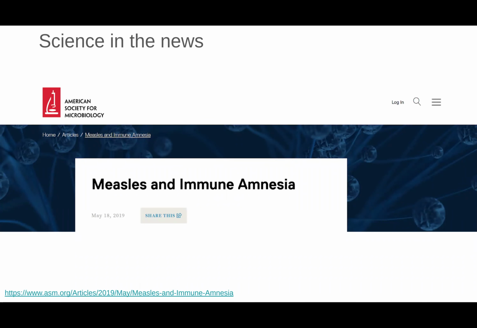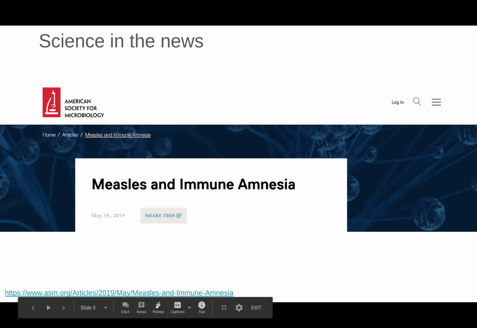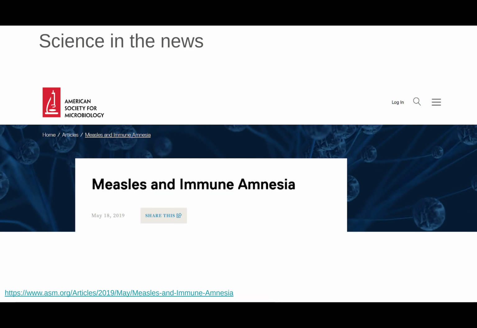So I wanted to give you this cool science in the news I picked up. This came out last year, but I actually didn't see it till recently. But it's really important to today's lecture because, as you can see, it's measles and immune amnesia. If you want to take a peek, this is a press release from the American Society of Microbiology, one of the best resources out there for microbiology as a whole.